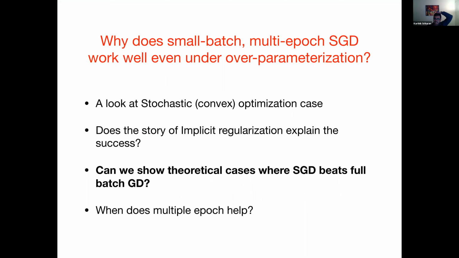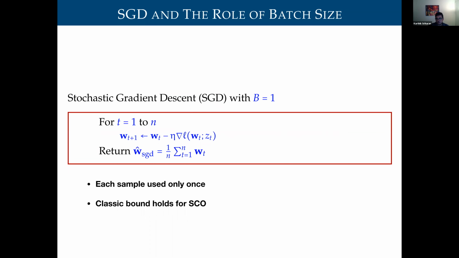Okay, so the second thing that I wanted to go over is: can we show that small batch SGD beats full batch gradient descent? I'm going to go over these next two more quickly. So we are going to consider two algorithms. The first is just a single pass SGD algorithm.